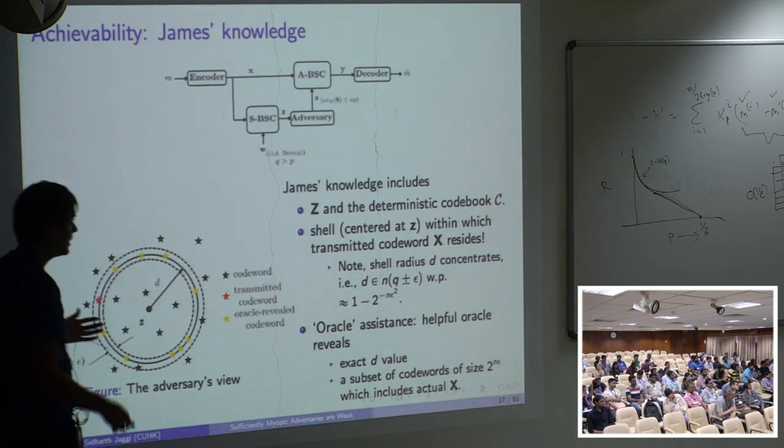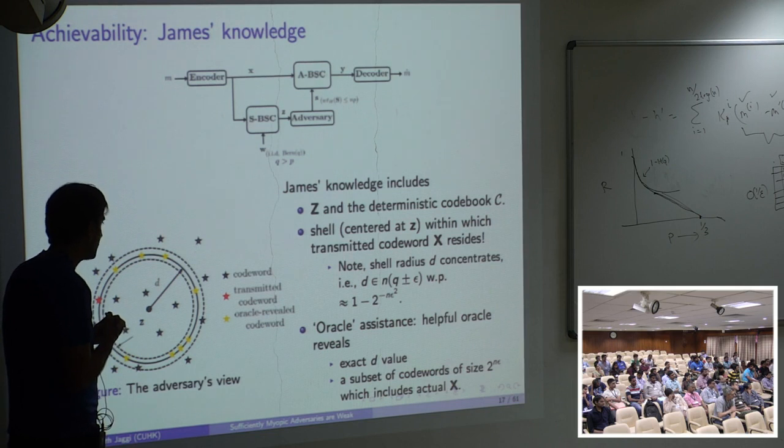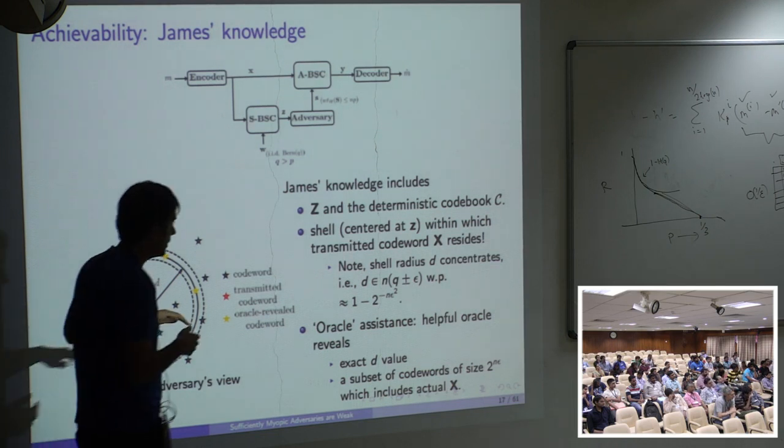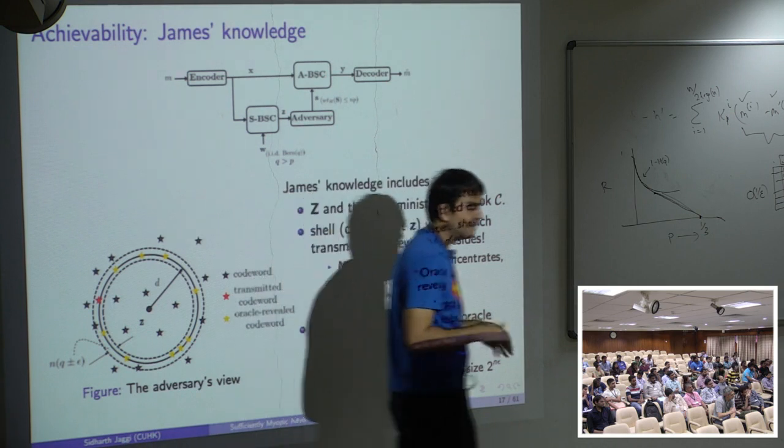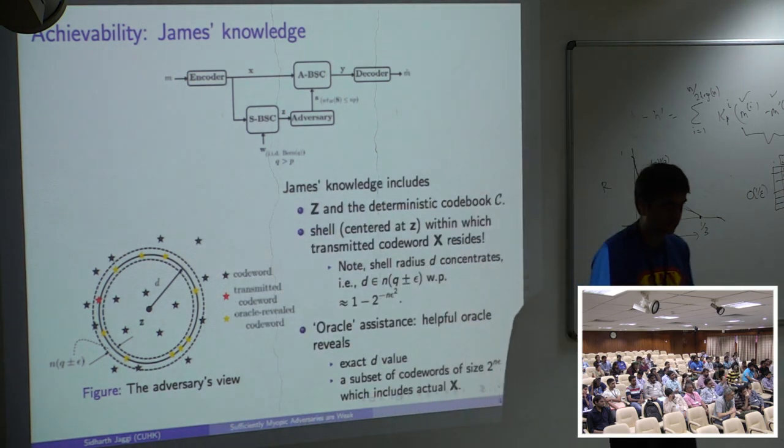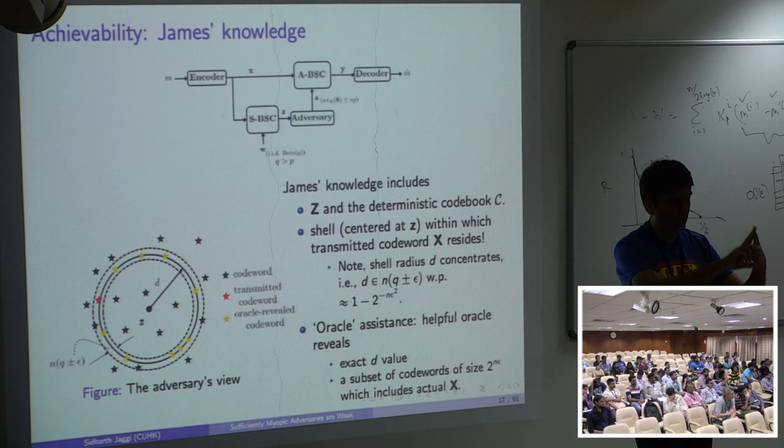So what we'll do, to make our analysis easier, is give James some extra information, okay? And this extra information will be in 2 parts.